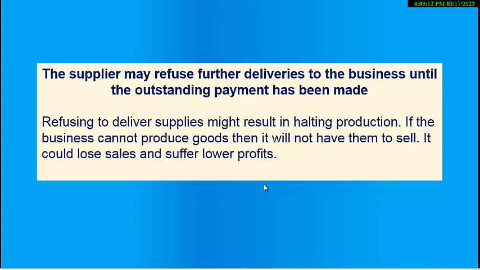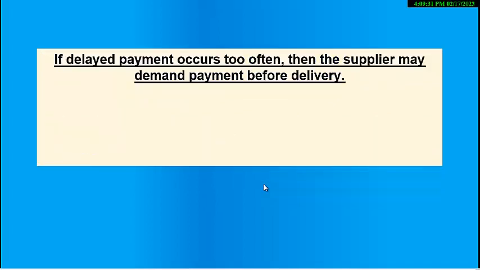So if the business cannot produce goods, then it will not have them to sell, and this could make them lose sales and suffer lower profits because they have nothing to produce, because they don't have raw materials, because the suppliers refused to give them the material.